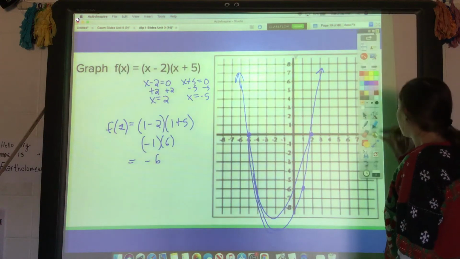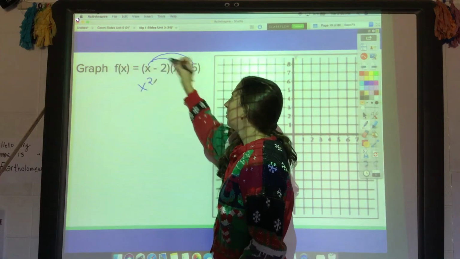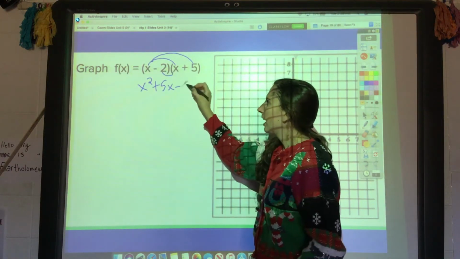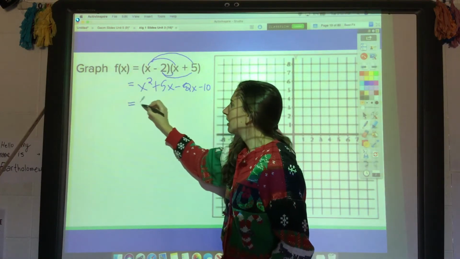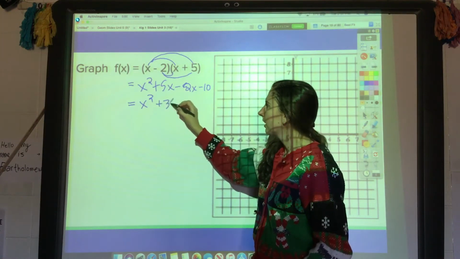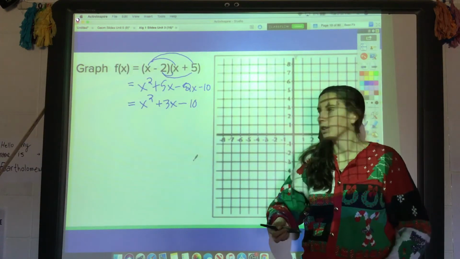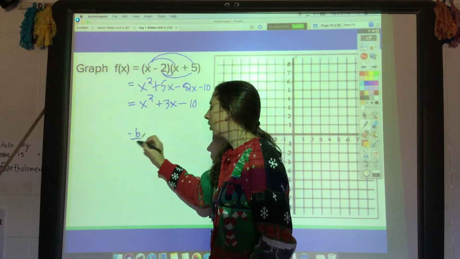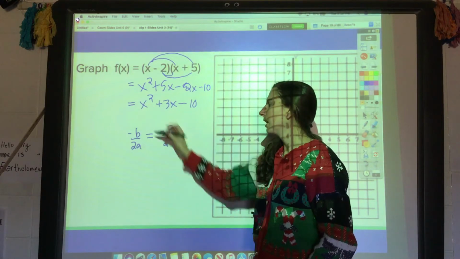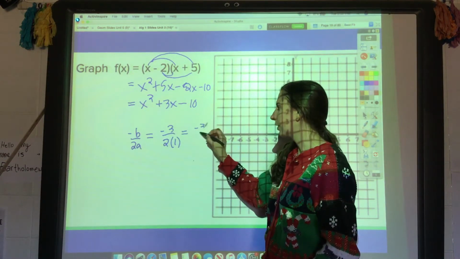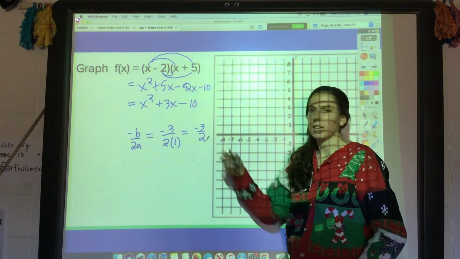If I wanted to find the vertex, I could distribute it out. So do x squared plus 5x minus 2x, minus 10, which is x squared. Combine those and get 3x minus 10. And now that it's in standard form, I could find the vertex by doing -b over 2a. So -3 over 2 times 1, which is -3/2. And then you could plug that in for x to get the y value of your vertex as well. I'm not going to do that.